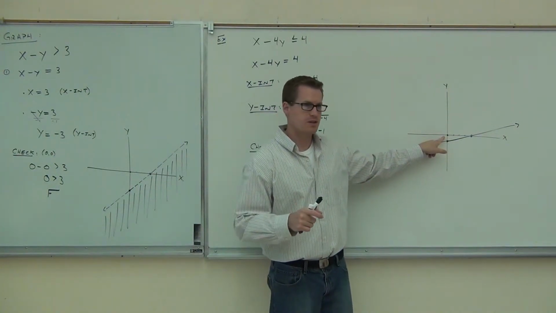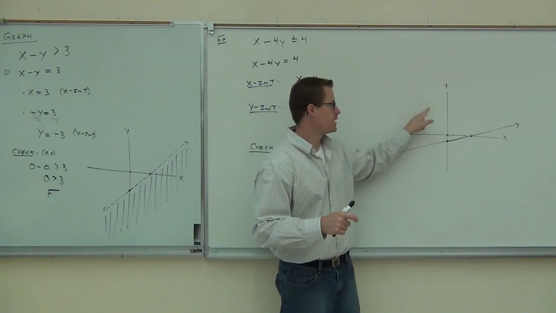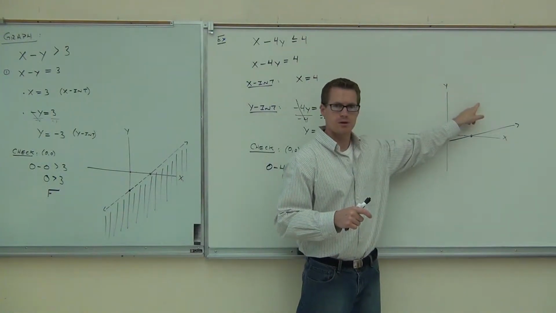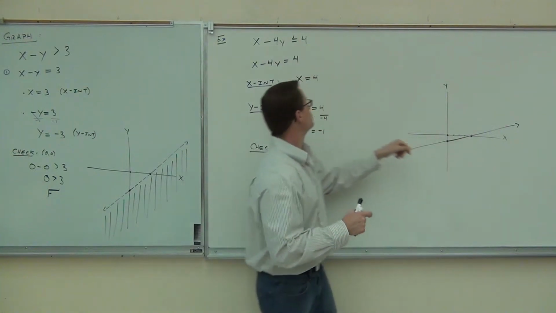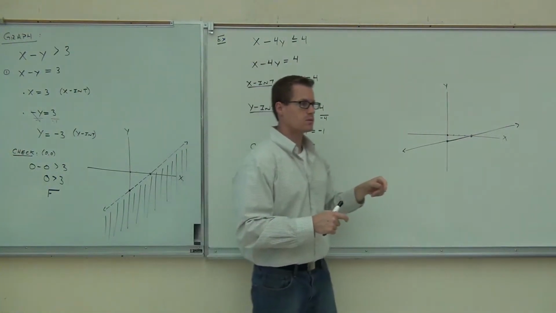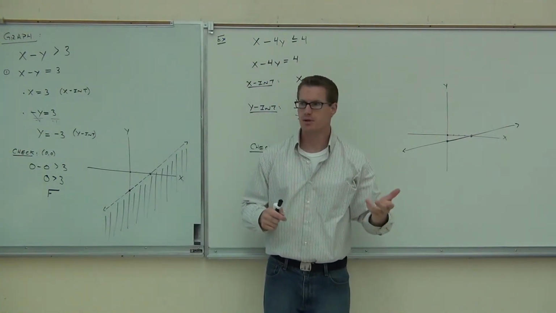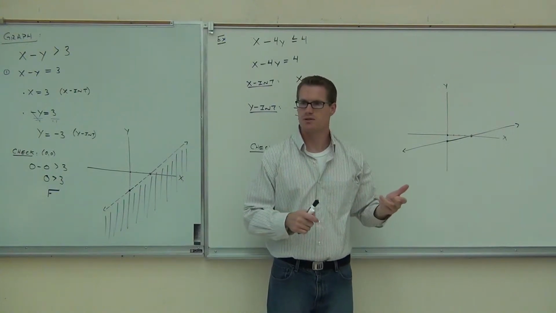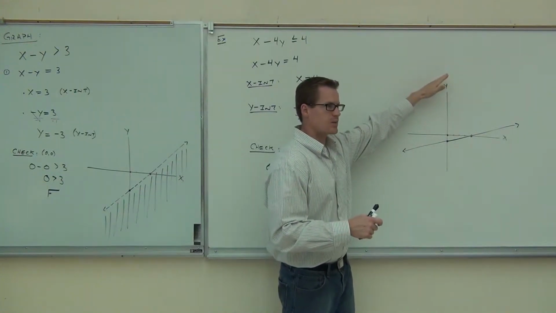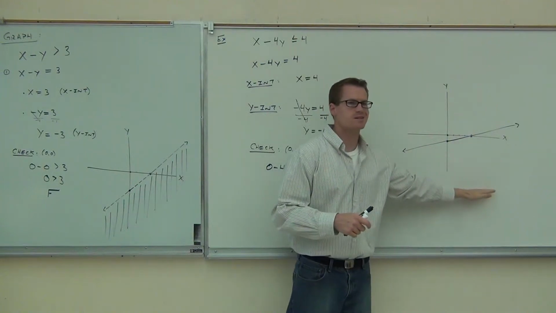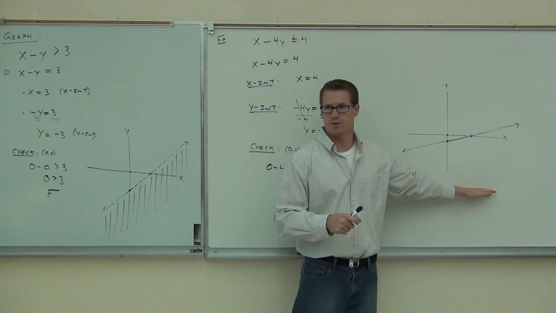If this point works, that means every point on this half plane is also going to work. You follow me? Try some if you want. Try 1, 1. 1, 1 is going to work. 1 minus 4, that's negative 3. Negative 3 is less than 4. That's going to work. Every point is going to be just the same on this side. Every point over here is not going to work. None of these things are going to work.